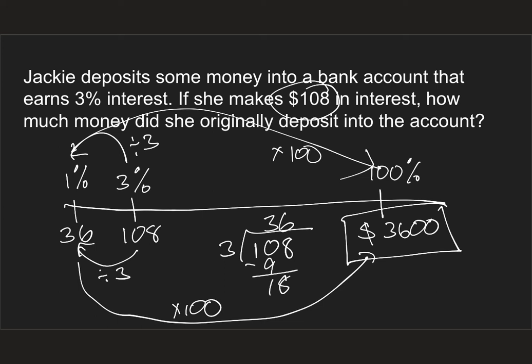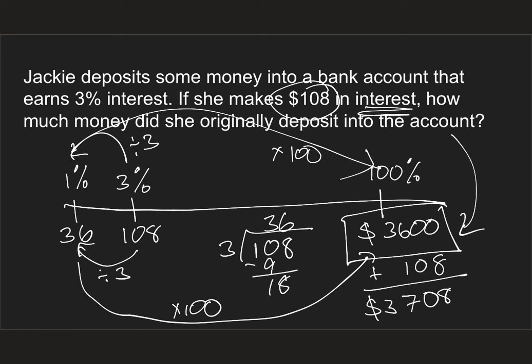Yep. Ooh, bonus question. How much money does she have in the bank now? What can we do? Add. Subtract. Oh, we could add. So interest we like. Interest, it gets added onto your account. So we could add 108. So this wasn't the question, but the question was how much did she originally deposit into the account? It was 3,600. But if it said how much money does she have in the account now, you could add them and it would be 3,708.